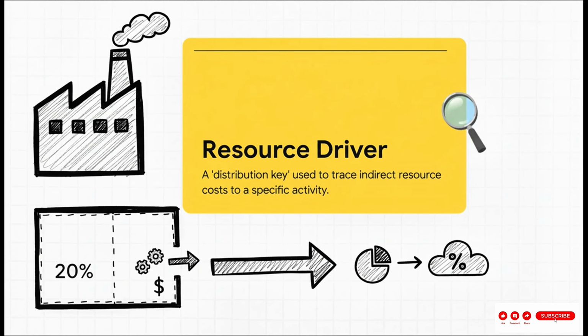Now, to make that first link, from the resource to the activity, we need a tool, and that tool is called a resource driver. It's just a yardstick we use to make the connection. So, for example, let's say the machining area takes up about 20% of your factory's floor space. Well, it makes perfect sense to assign 20% of the factory's rent cost to that machining activity, right? The square footage is the resource driver. It's just a logical way to connect the dots.